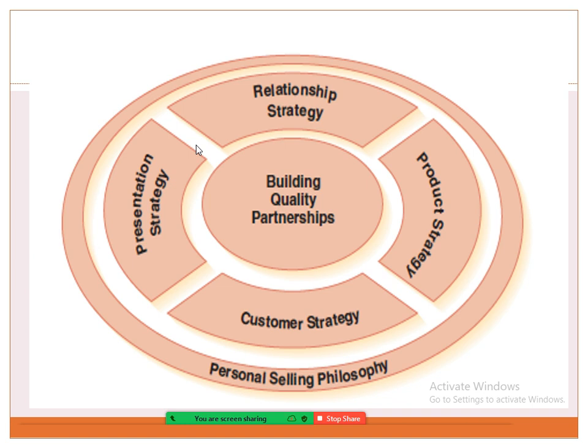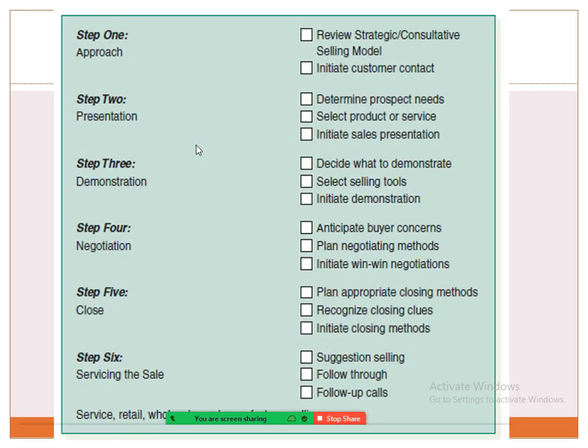The presentation plan, that is the heart of the presentation strategy, is typically divided into six stages. That is approach, presentation, demonstration, negotiation, closing, and serving the sales. That is shown in this next figure. Step number one is approach. Step number two is presentation. Step number three is demonstration. Step number four, negotiation. Step number five, close. And step number six is serving the sales.